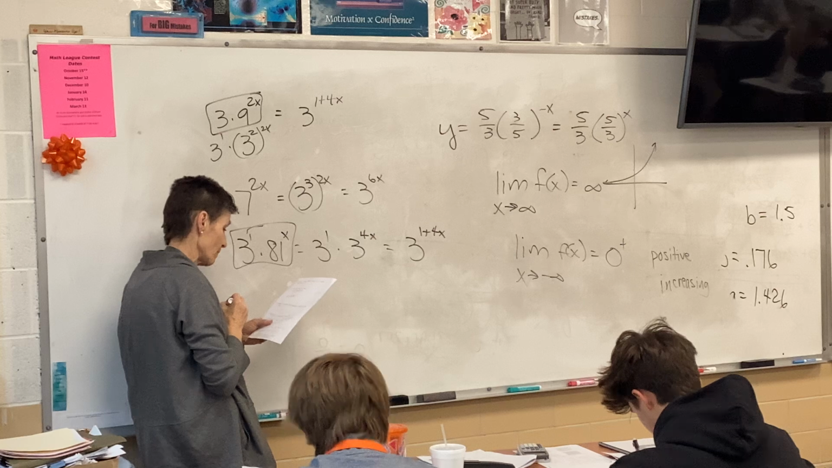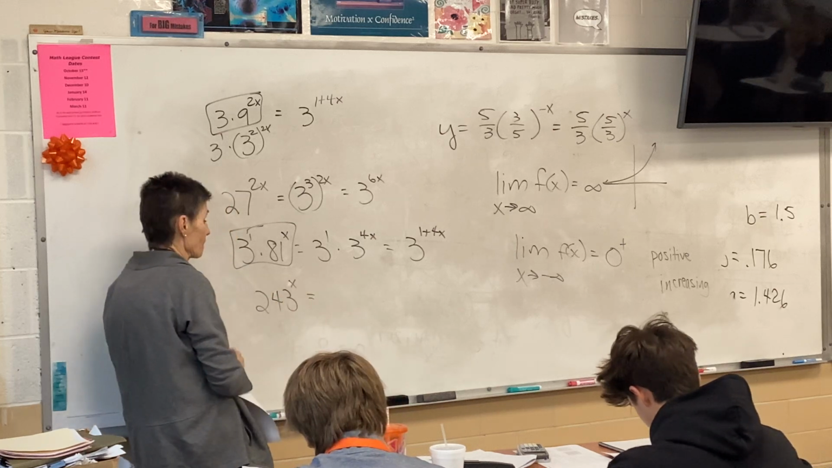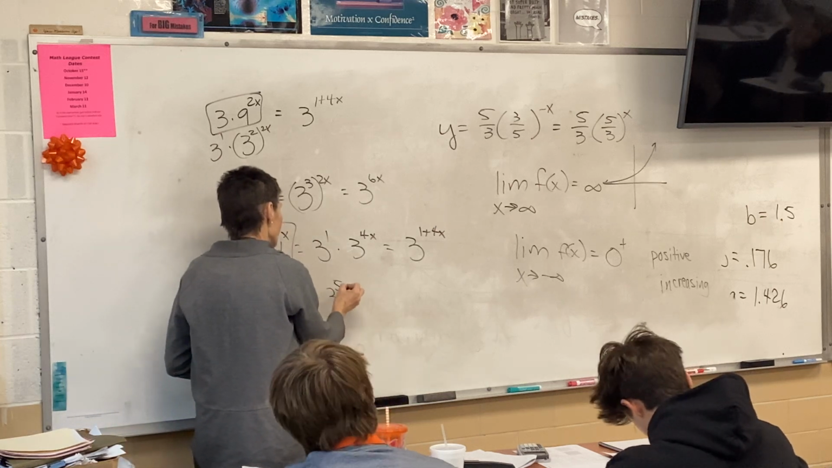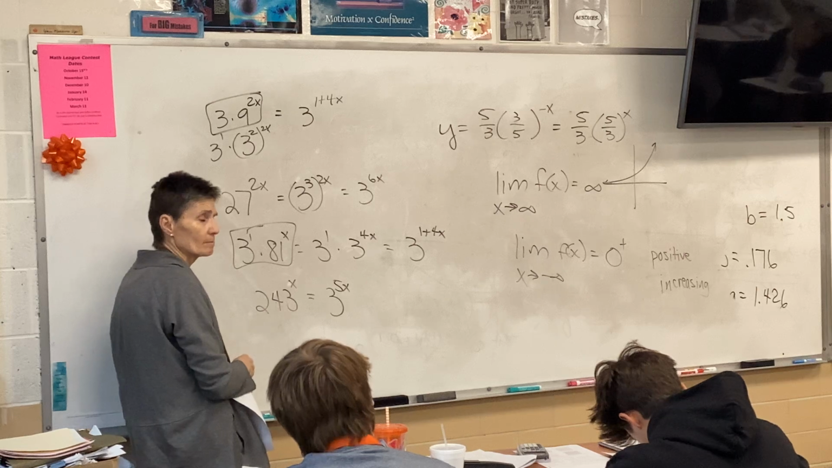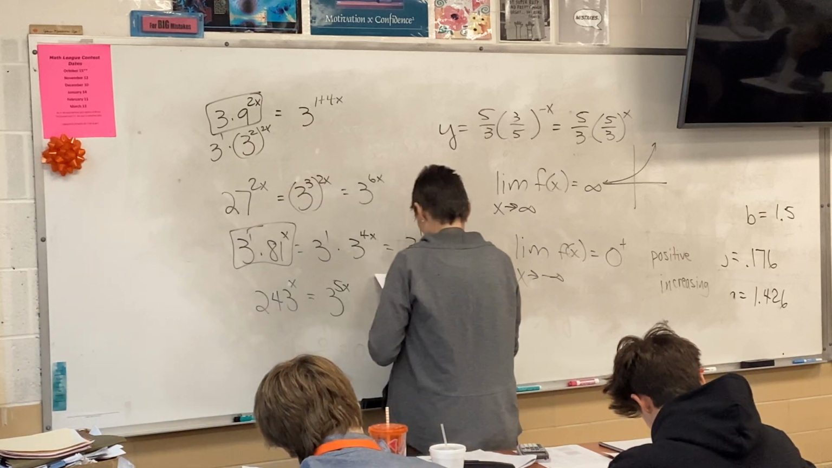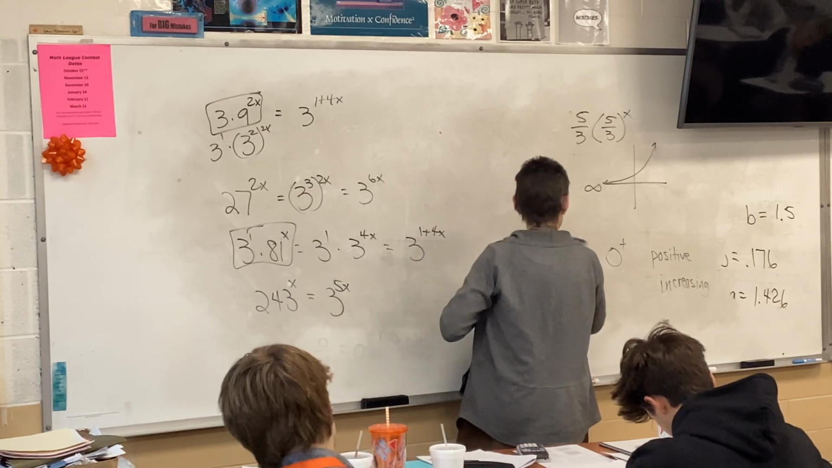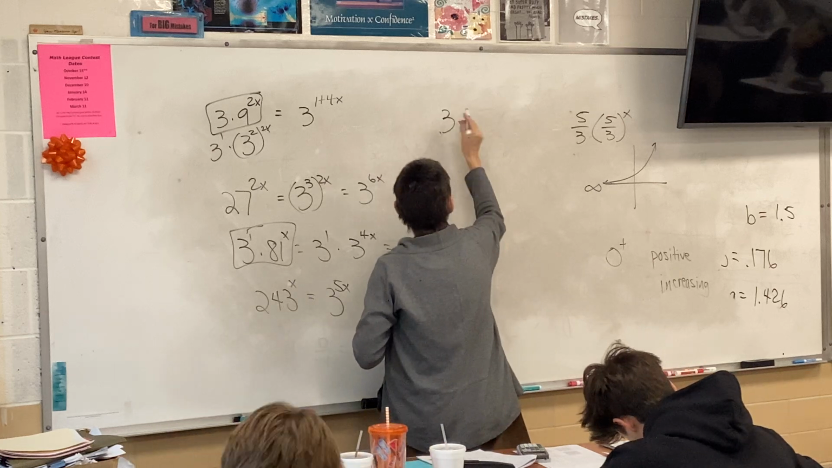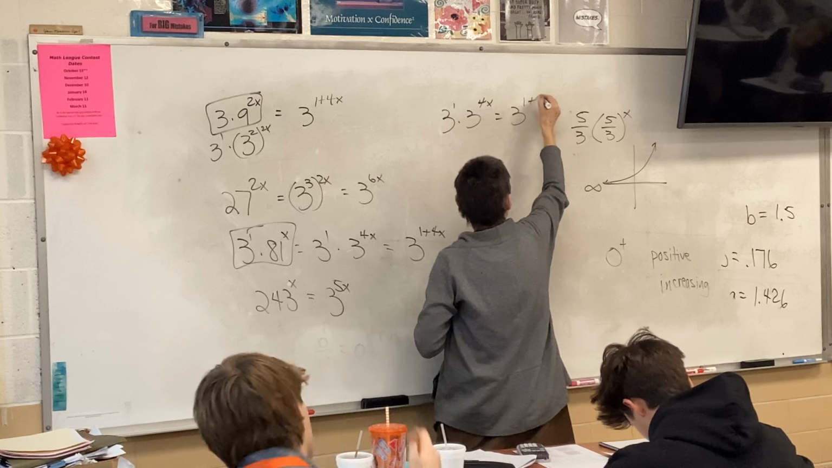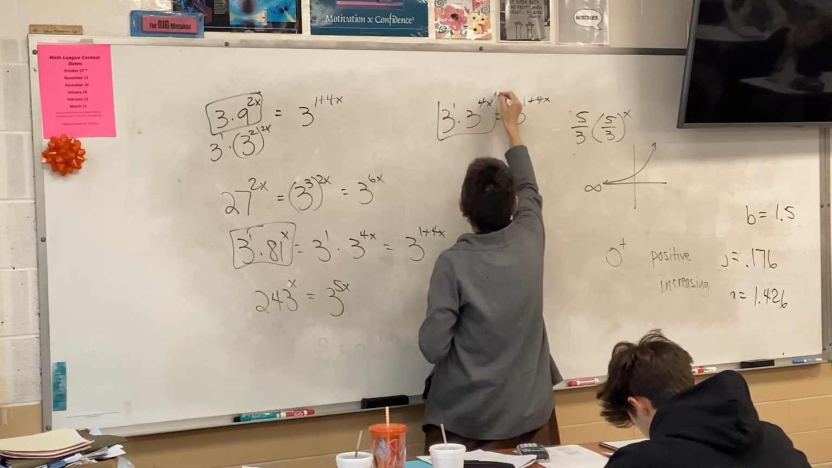All right, let's see what else we've got. 243 to the x. That's 3 to the 5th, 3 to the 5x. How about 3 times 3 to the 4x? Yeah, isn't that another one? That's 3 to the 1 plus 4x plus 1. So that matches that and that.